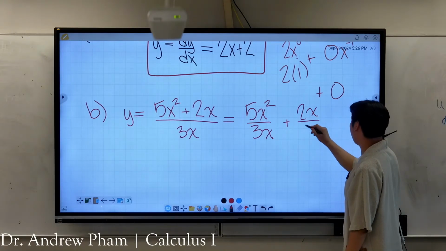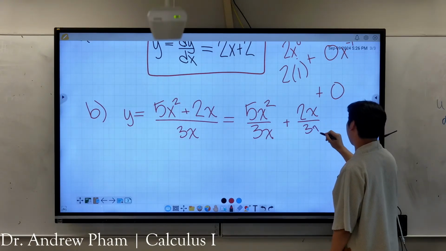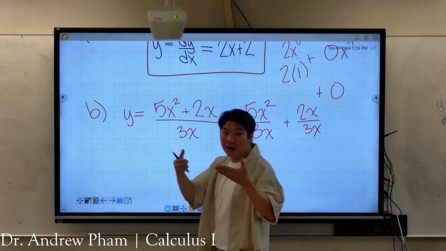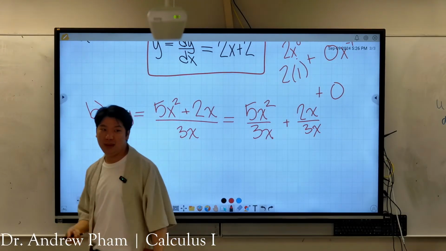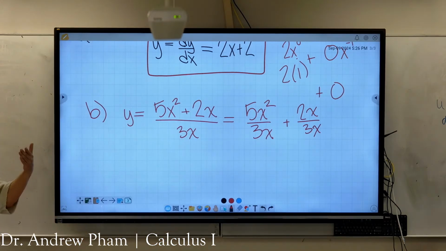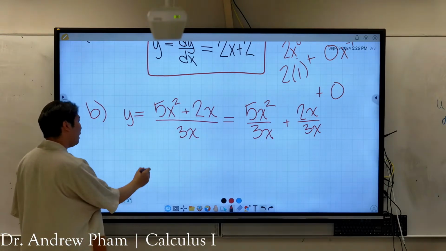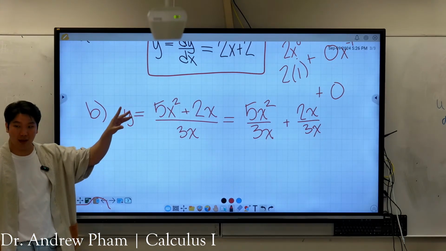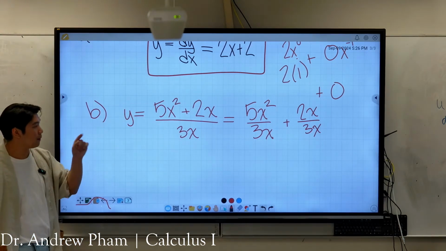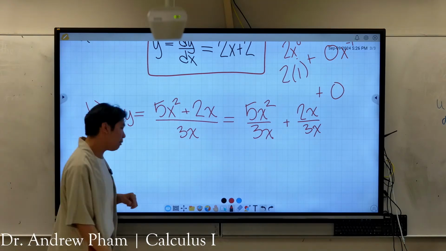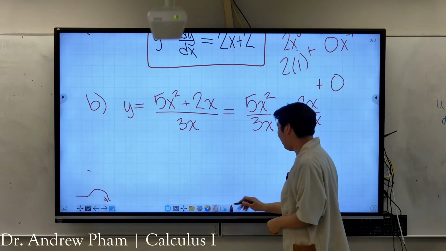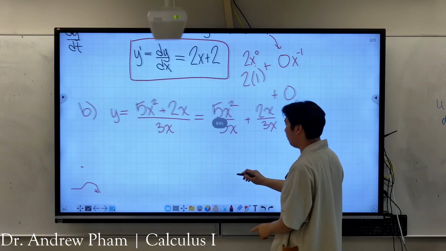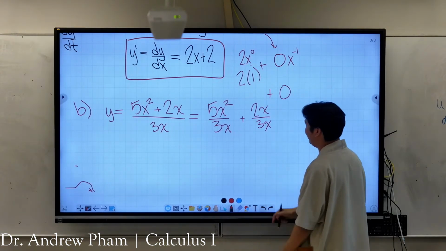5x squared over 3x plus 2x over 3x. So I'm allowed to split up the fraction. It's a little bit opposite than what we're used to. We're used to using a common denominator, making one fraction, but there's nothing stopping us from going the reverse. Again, I have not done any derivative work yet. I've just done some algebra to clean this up. Yes, exactly. This benefits us because now I can just go ahead and do some nice simplification.